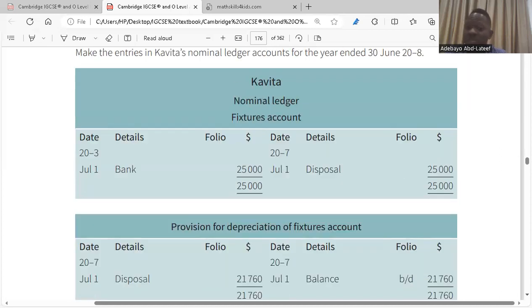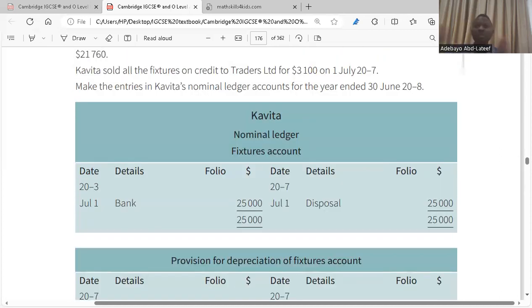So there's the provision for depreciation account. The first thing here is that the fixture account will have a debit balance, yes or no? Yes. Your fixture account, you are selling that fixture, yes or no? Yes. But the first thing is that on the debit side of the fixtures account we have the amount you bought it for, which is cheque, bank, and the disposed amount, which is the same amount that you want to sell it for.